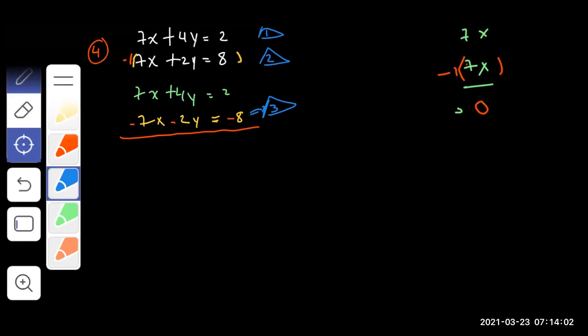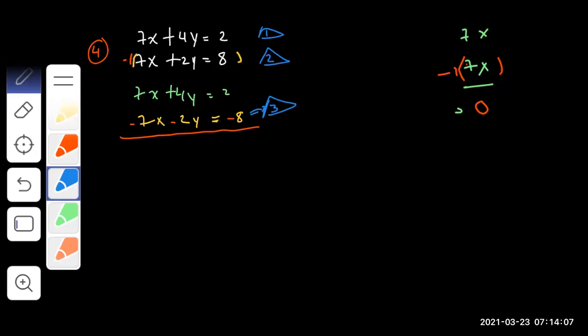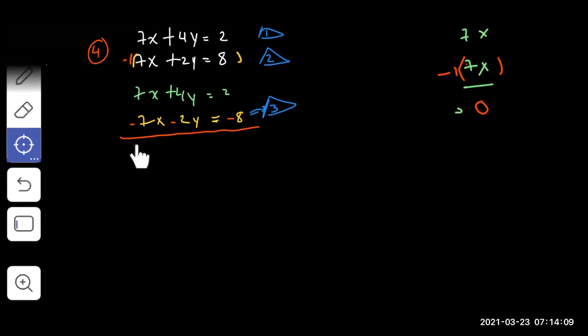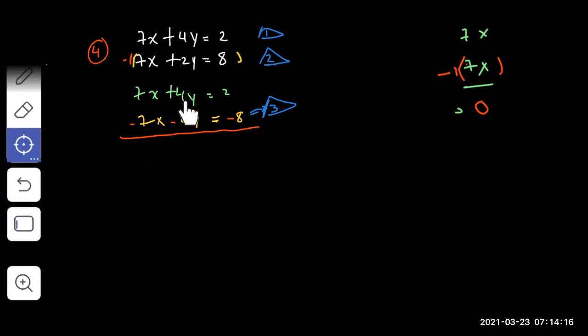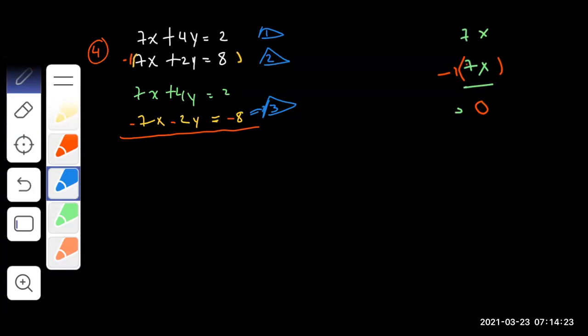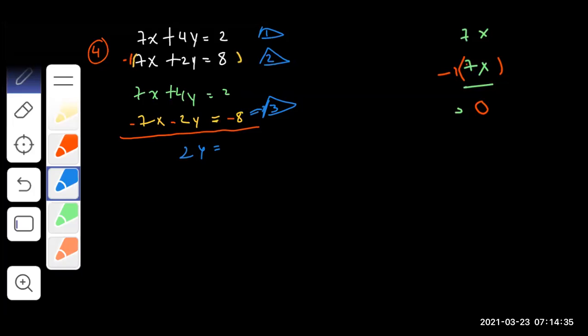Let's add, guys. 7 apples minus 7 apples. What is that equal to? It's 0. 7 minus 7 is 0. Excellent, and that's my goal. I just eliminated the variable x. I'm going to leave this blank. 4y minus 2y, what is that equal to? 2y. Thank you. It's going to be 2y equals 2 minus 8. Minus 8 plus 2 is going to be 6.